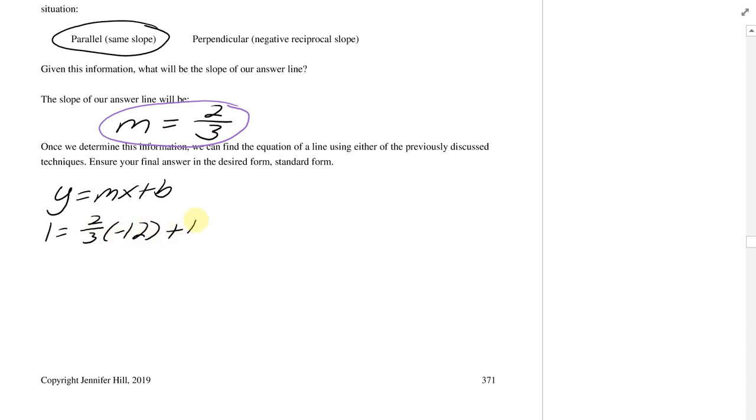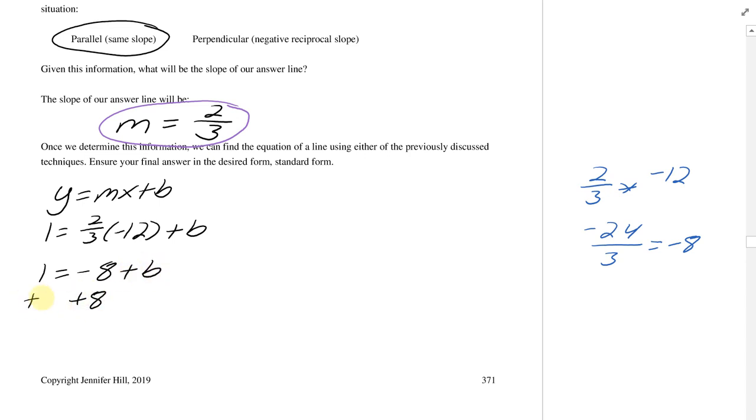So I'm going to plug in 1 equals 2/3 times -12 plus b. Okay, so remember, if you don't know how to multiply these together, you can always write this off on the side. Do a little side calculation here. So this is 2/3 times -12, so that would be -24/3, so this would be -8. So I'm just going to write that over here. So this is 1 equals negative 8 plus b. Add 8 to each side, so I get b equals 9. Okay, so now I get y equals 2/3 x plus 9.